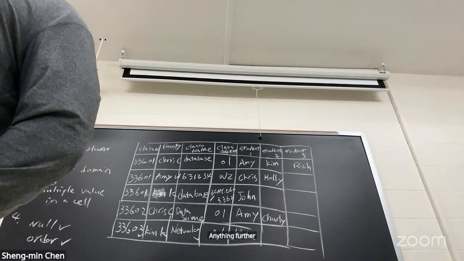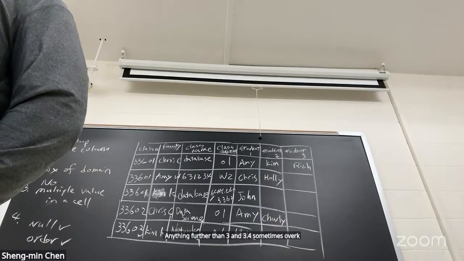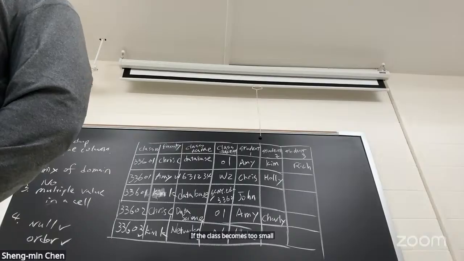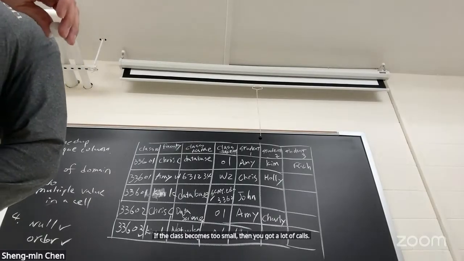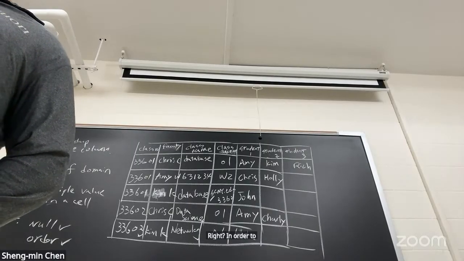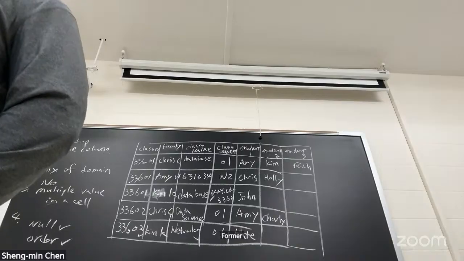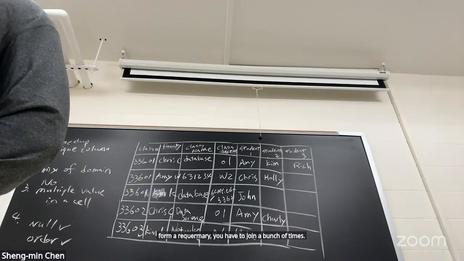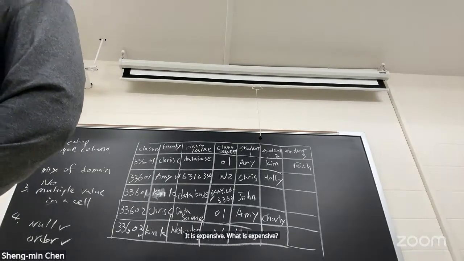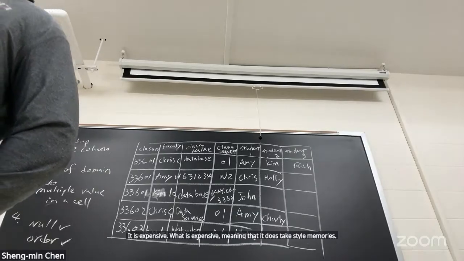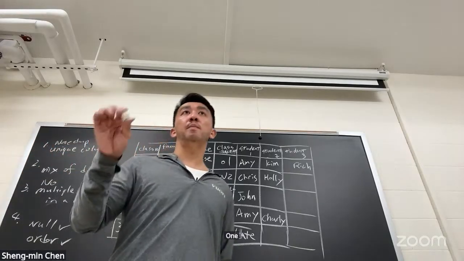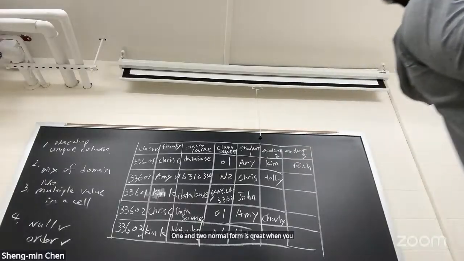Anything further than 3 and 3.5 is sometimes overkill, because you can imagine, just like when you're coding, if the classes become too small, then you've got a lot of calls. In a database, the cost is similar to a lot of joins, right? In order to get detailed information from a query, you have to join a bunch of times. And remember, when you're learning join, it is expensive. What is expensive? Meaning that it takes up memory, right? So normally 1 and 2 normalized form is great when you design a database.